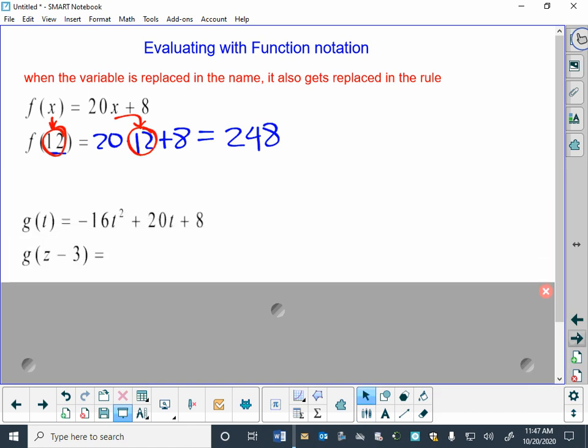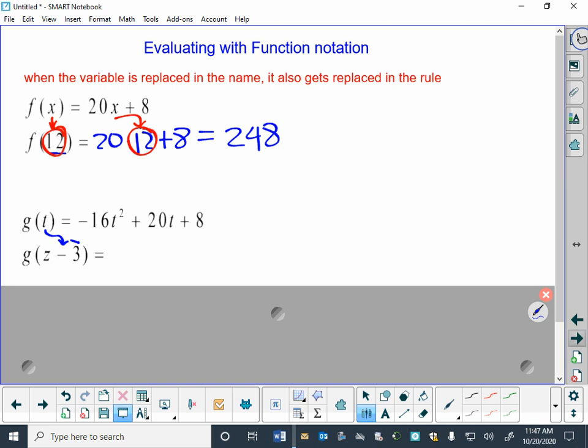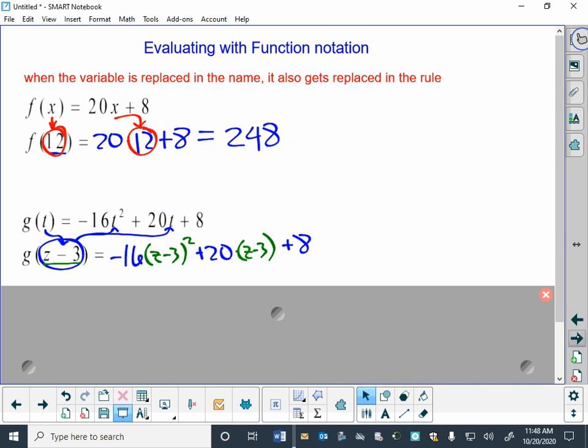Okay, let's look at g. Here's my example for g. We have our name and the variable and the rule for g, but this time the variable got replaced with this whole z minus 3, and that means that every place over here that I see that variable, I also have to put a z minus 3. So it's going to be like a negative 16. I'm going to spread this out so it's a little bit more obvious. So my z minus 3 is going where the t was, so this is now z minus 3 squared, and 20 times z minus 3. There might be some simplification that we could do along the way, but I'm going to leave it right here for now because simplification isn't the point of what we're doing at this point. We're just becoming familiar with our notation.